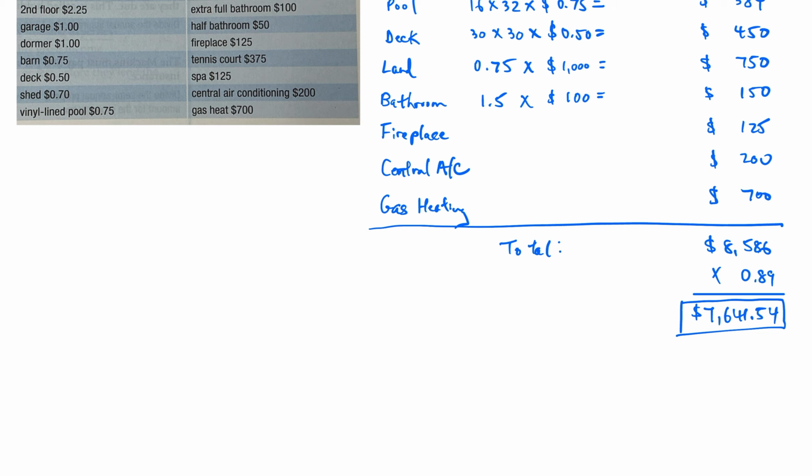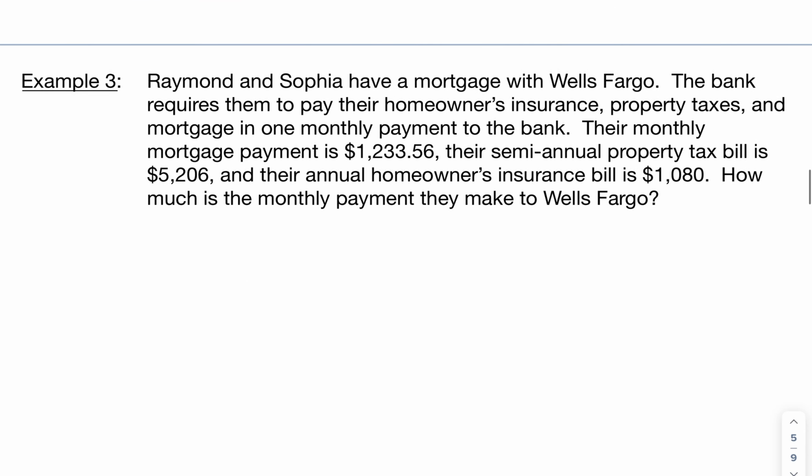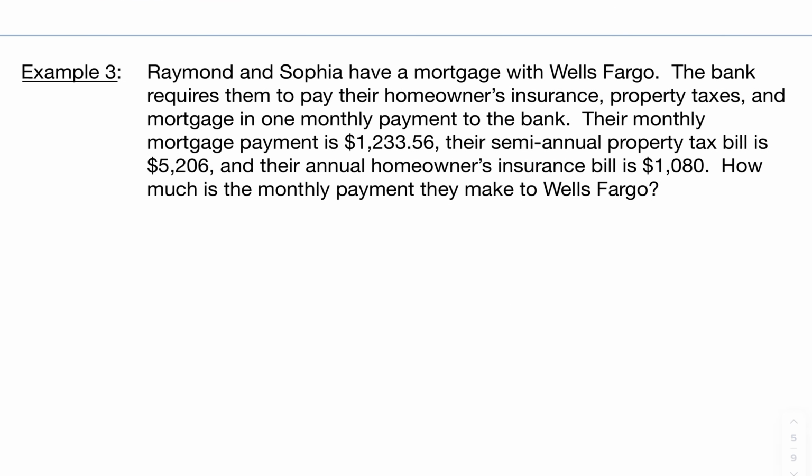All right, so let's go ahead and move on to example 3. Raymond and Sophia have a mortgage with Wells Fargo. The bank requires them to pay their homeowner's insurance, property tax, and mortgage in one monthly payment to the bank. Now, this is not unusual for banks to require this. In fact, it is probably in your best interest to have this scenario because the last thing you want is to have one huge bill at the end of the year. And it's better to break it up and let the bank handle it for you.